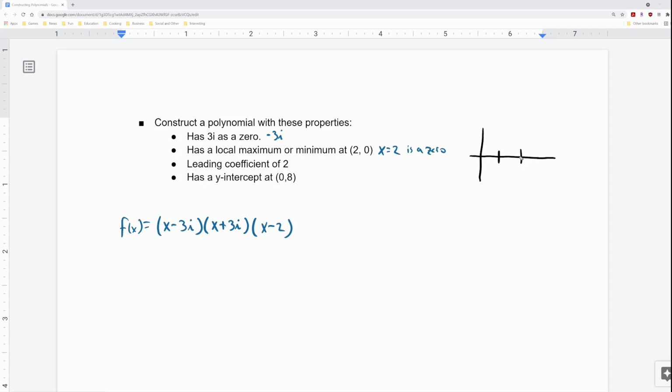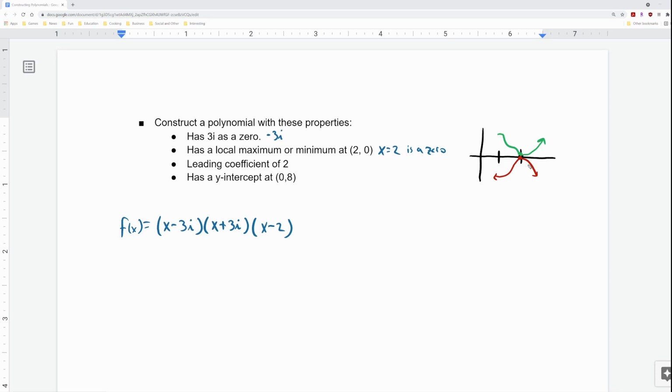1, 2. So there's an x-intercept at 2. But to have a local maximum or minimum at that point, well, there are two possibilities. If you have a maximum at this point, it means the graph has to touch and then turn around. That's the only way you can be a local maximum at that point. If you're a local minimum at that point, well, the graph might look something like this. The graph comes down to that intercept and then turns around and goes back up. Okay, you can't continue going down across the axis because then that point wouldn't be a minimum.